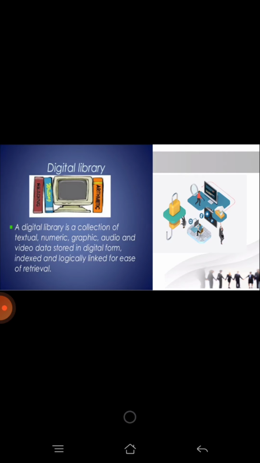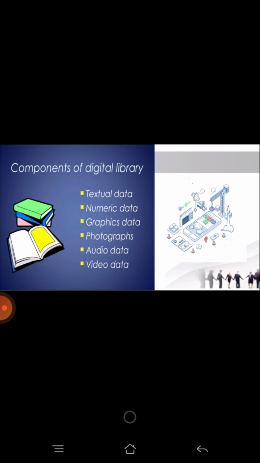Digital library. Digital libraries are collections of textual, numeric, graphic, audio, and video data, stored in digital form, indexed and logically linked for ease of retrieval. Components of a digital library: textual data, numeric data, graphic data, photographs, audio data, and video data.